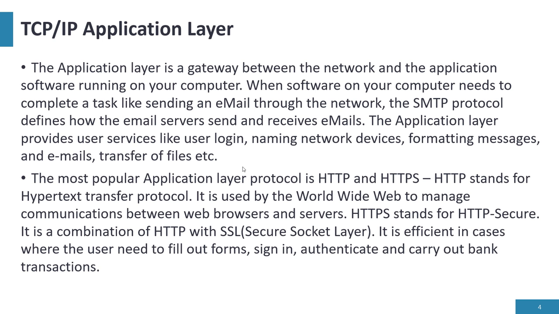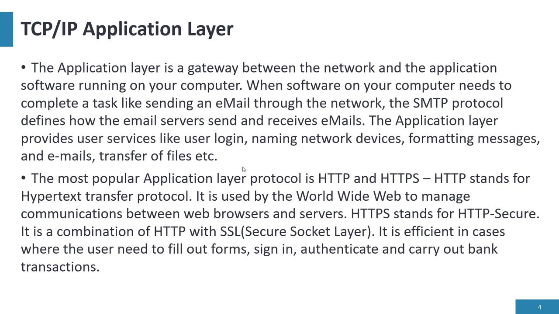The application layer is at the top of the TCP IP model. The application layer is a gateway between the network and the application software running on your computer. When software on your computer needs to complete a task like sending an email through the network, the SMTP protocol defines how the email servers send and receive emails. The application layer provides user services like user logins, naming, networks, devices, formatting messages, and email transfers of files.